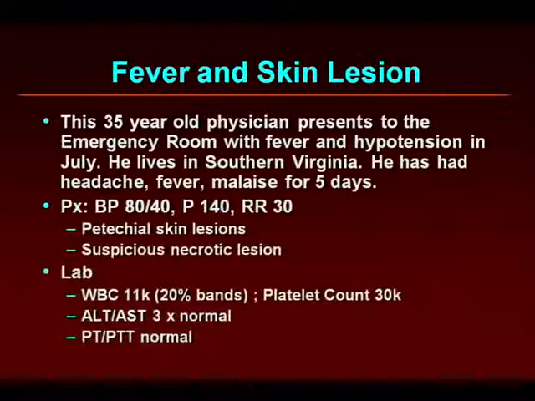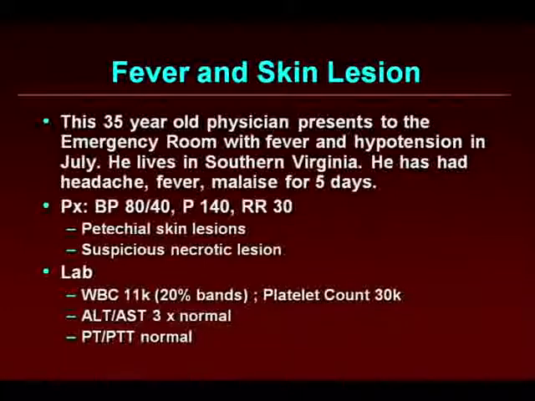So let's switch gears for a moment and look at another thing. This is a 35-year-old physician who presents to the emergency room with fever and hypertension in July. Again, we're switching from HIV, so this is not a trick question about HIV. He lives in Southern Virginia. He has headache, fever, and malaise for 5 days. He comes in hypotensive, tachypneic, with a respiratory rate of 30. He has some petechial skin lesions and a necrotic skin lesion we'll see in a minute.